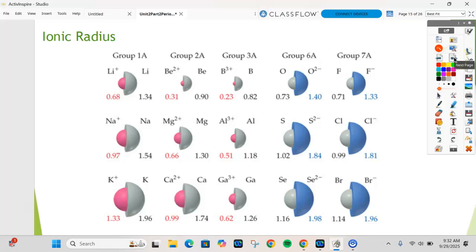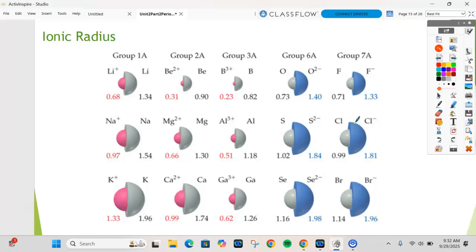So if we look at our picture, what I was talking about before, the gray on this picture is the neutral atom and the colored is the ion. So we've got lithium. When it loses an electron to become lithium plus 1, it gets smaller. We've got beryllium. When it loses 2 electrons to become beryllium plus 2, it gets smaller. On the non-metal side, we've got oxygen atom. When it gains electrons to become oxygen minus 2, it gets bigger. When chlorine gains an electron to become chlorine minus 1, it gets bigger. Okay, so that's one of the trends.